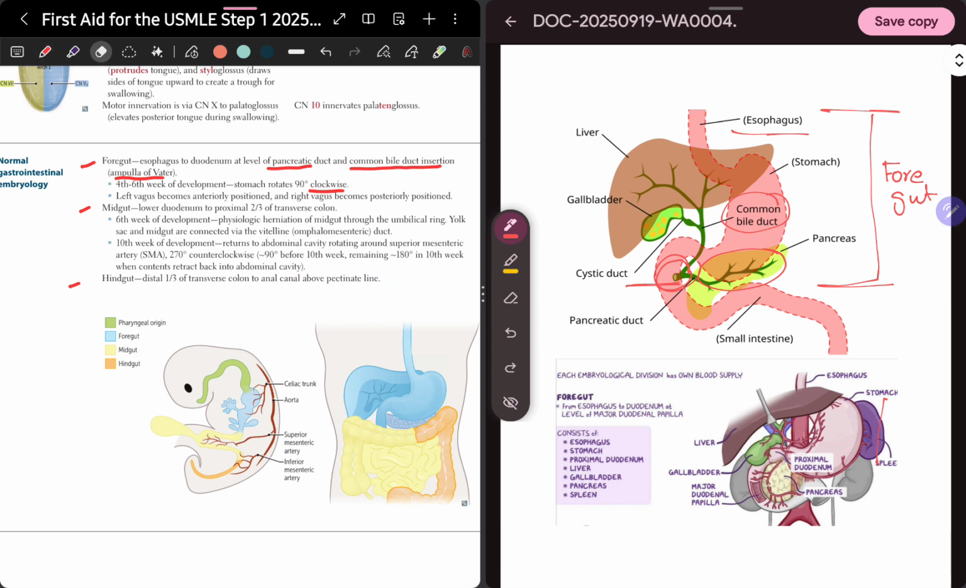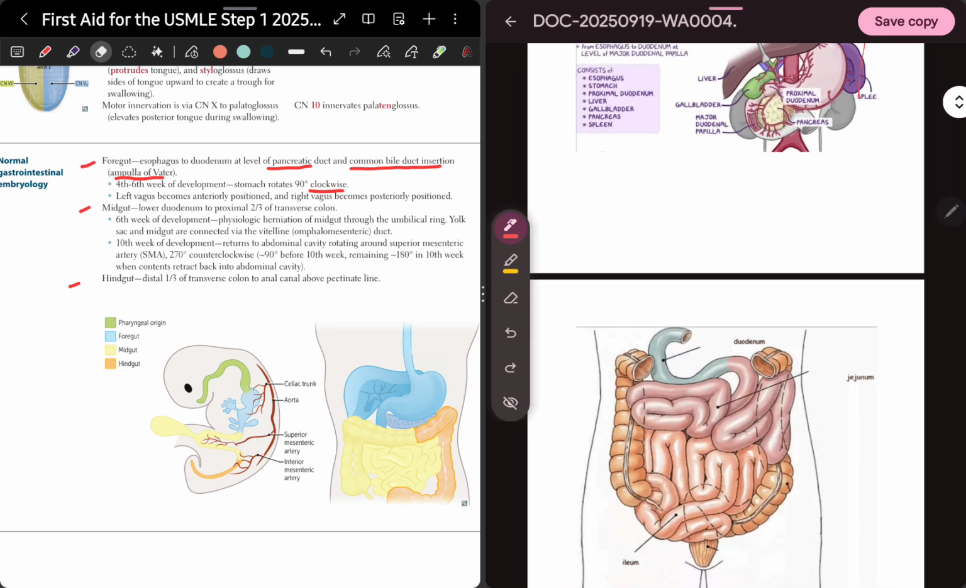Now the midgut. The midgut is from the lower duodenum to the proximal two-thirds of the transverse colon. This is the lower part of the duodenum and this is the transverse colon, connecting from this point to this. So we have the midgut from the lower duodenum to the proximal two-thirds of the transverse colon. At 6 weeks of development, there is physiological herniation of the midgut through the umbilical ring.